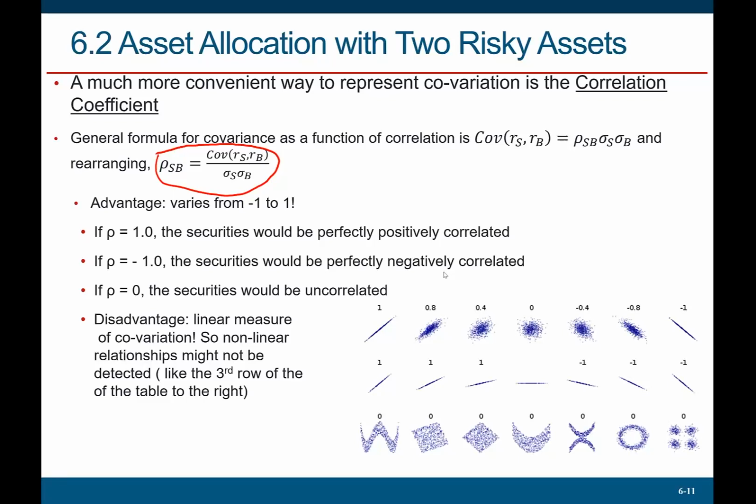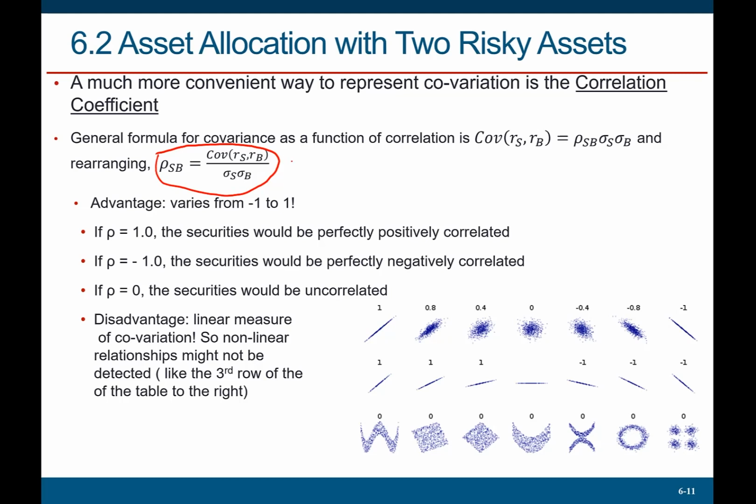Right, so let's look at the correlation formula. What we saw last section is this formula. We have covariance on the top of the fraction and the product of the standard deviations at the bottom.